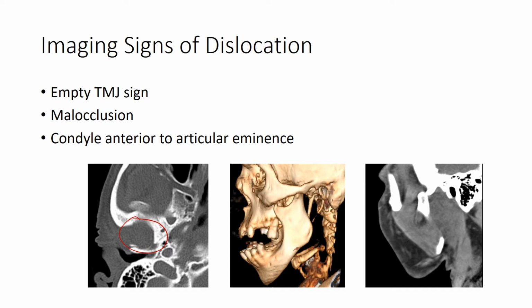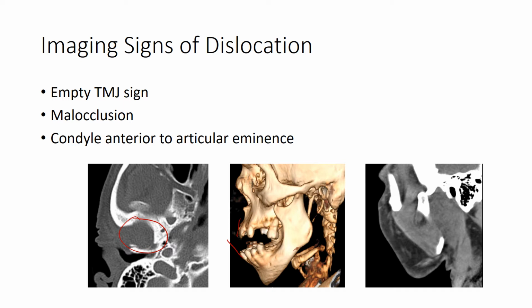Second sign would be malocclusion. So here, clearly these teeth are not coming together. It looks like the lower jaw is out in front of the upper jaw, which can be the case normally, but tends to not be. But this is really tough on imaging because you as the radiologist don't know what the patient's normal bite is. If they're opening their mouth during the scan, you really don't know. So the malocclusion, you can see it on imaging, but it's more of a clinical diagnosis.